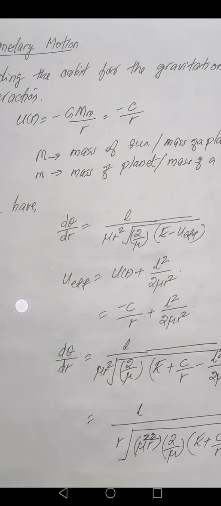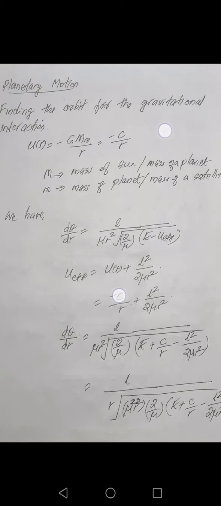Capital M can be the mass of the sun and small m can be mass of planet, or capital M can be mass of a planet and small m can be mass of a satellite. Okay, we can consider all these things.